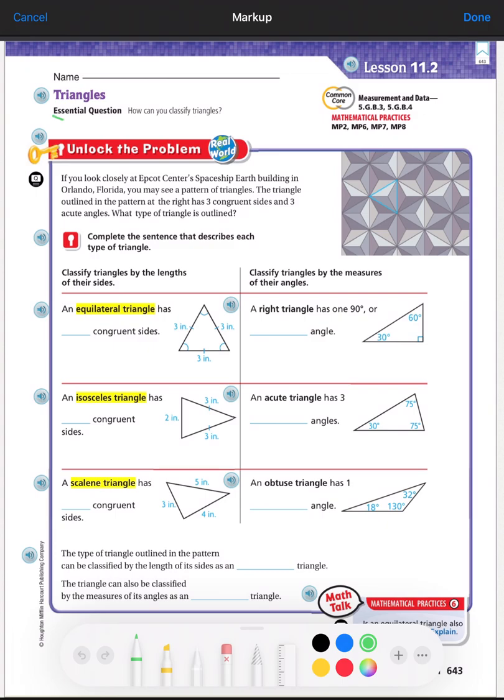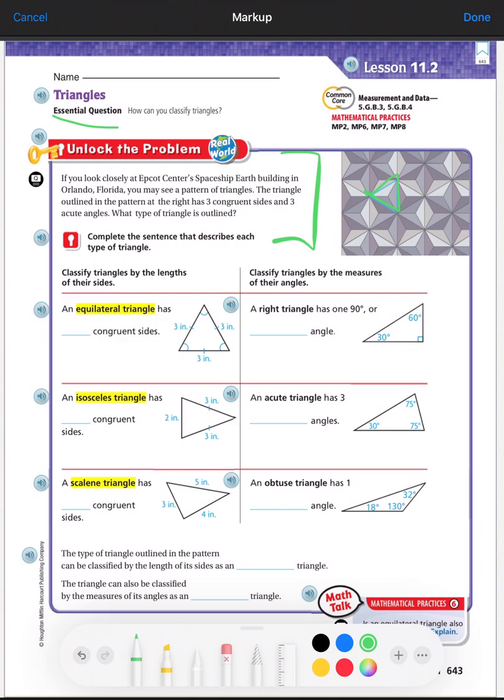Our essential question: how can you classify triangles? How can we name different types of triangles? And I love the example they have here. If you look closely at the Epcot Center's Spaceship Earth building in Orlando, Florida, you may see a pattern of triangles. If you don't see a pattern of triangles in here, I think you're going crazy.